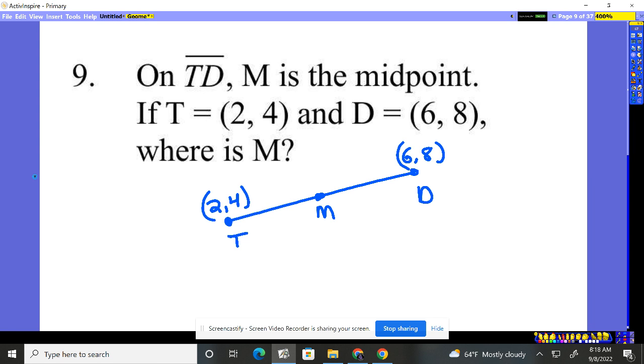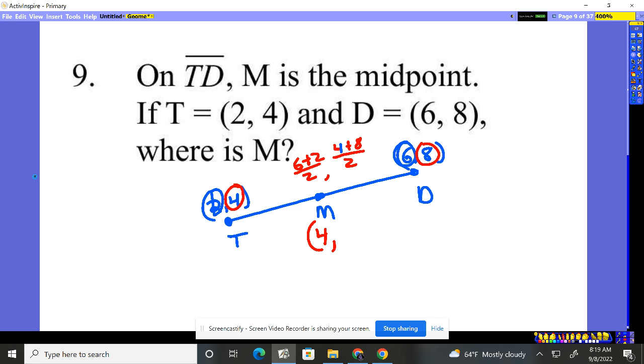So this one is simply find the middle. Much easier. To find the middle of anything, you add your x's together, divide by 2, add your y's together, and divide by 2. So my x's are 6 and 2, so I add them together, divide by 2. No clue why that just changed to red, but wow, cool. And then add my y's together and divide by 2.